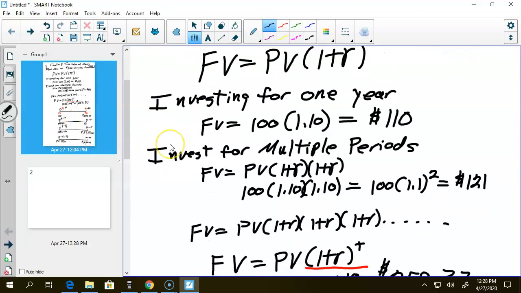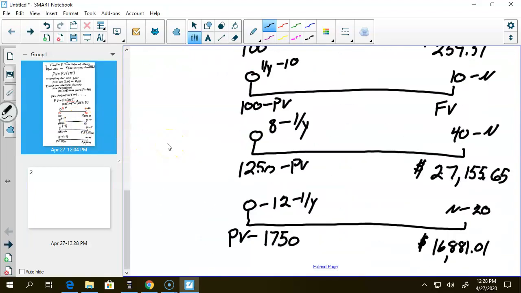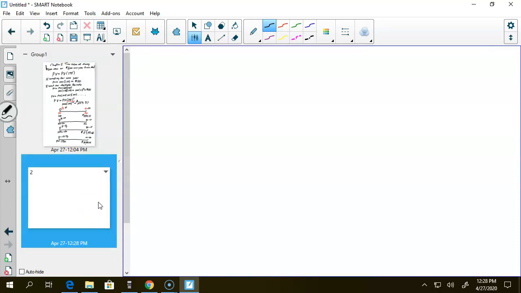Okay, so one of the things we want to talk about is what makes our money grow from the 100 to the 259.37, from the 1250 to the 27,150, from the 1750 to the 1680. Okay, what does that, obviously, and you guys should know this, is interest rate. Is our interest rate, okay, or interest.